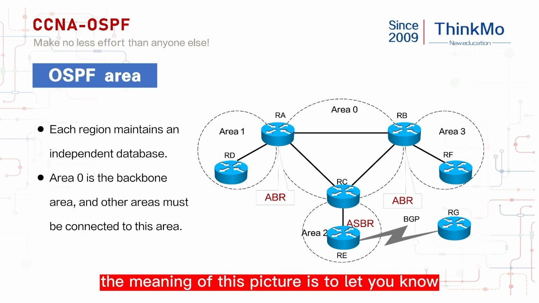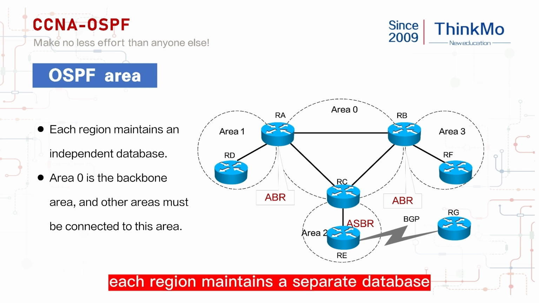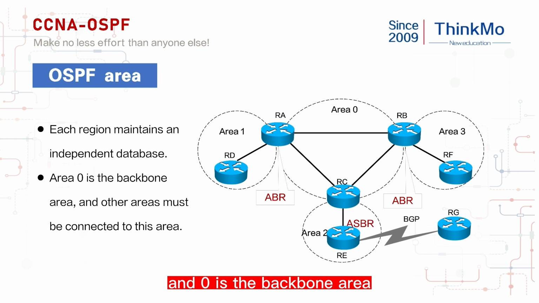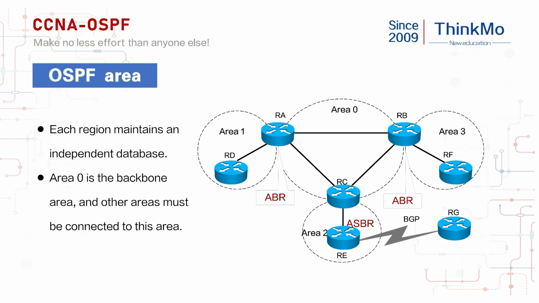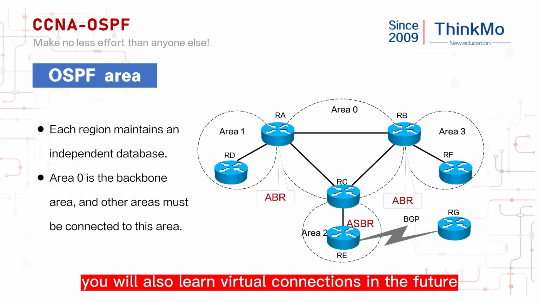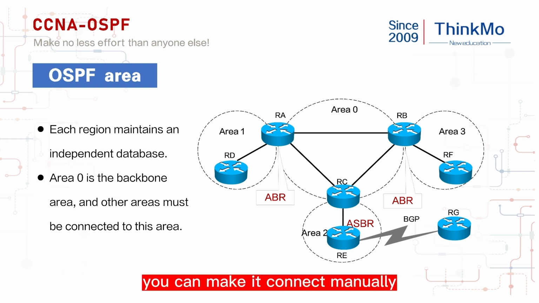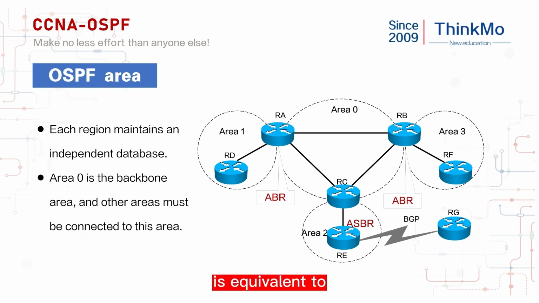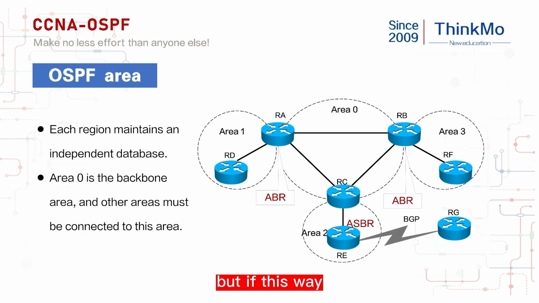The meaning of this picture is to let you know OSPF divides the area. Each region maintains a separate database. And 0 is the backbone area. Other regions must be connected to it. Certainly, you will also learn virtual connections in the future, also called virtual link. You can make it connect manually. It is equivalent to making a virtual connection to connect it. But if this way, we'll create a loop.